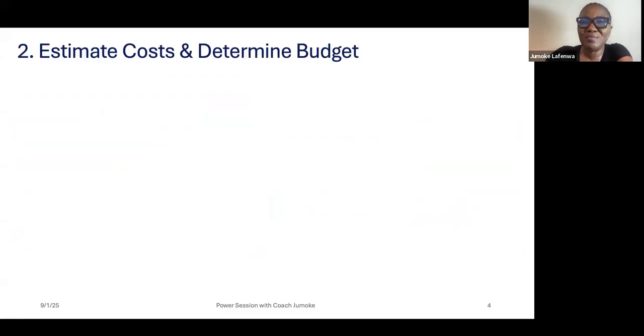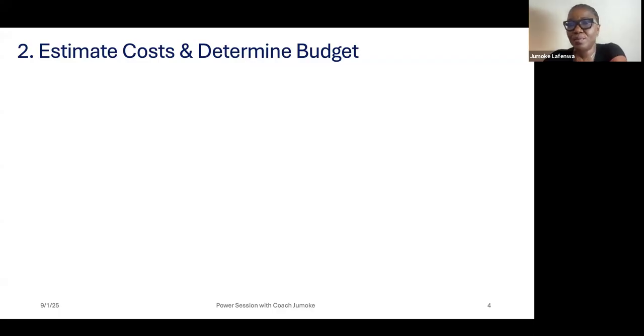Number two, estimate cost. When you estimate cost, then you determine your budget. So when you have your activities and you say fetching water, how many buckets of water are we going to fetch? We will fetch 100 buckets of water. How much is one bucket of water? It's 10 cedis. Okay, so if it is 10 cedis, then times 100, that's 1,000 cedis.